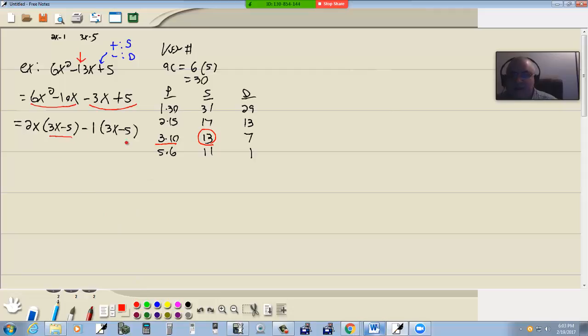You always want to factor out some kind of number. Now our goal is to get this parentheses the same as this parentheses. So I'll factor that out. And that leaves us 2x minus 1. And that's our answer.